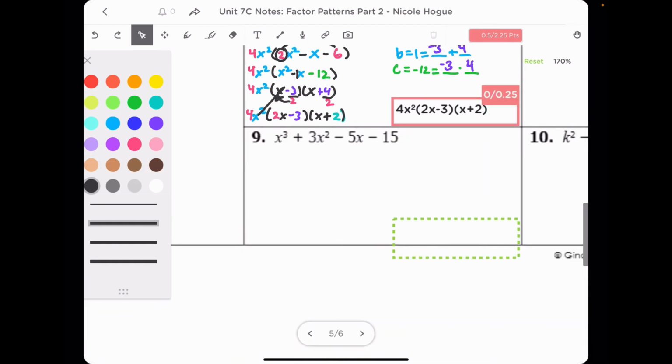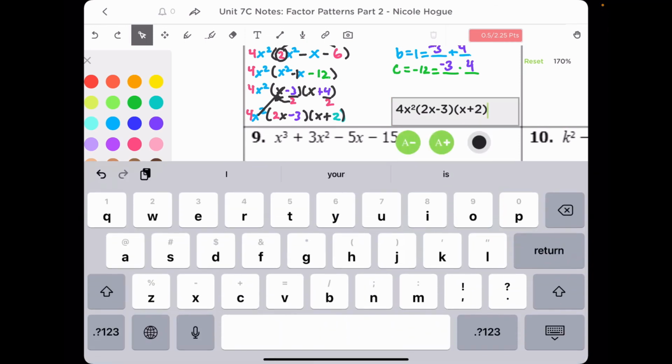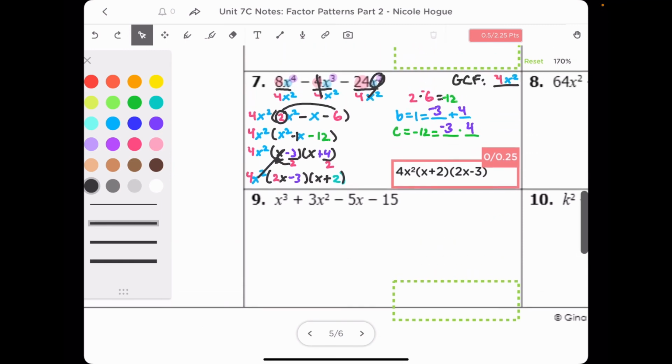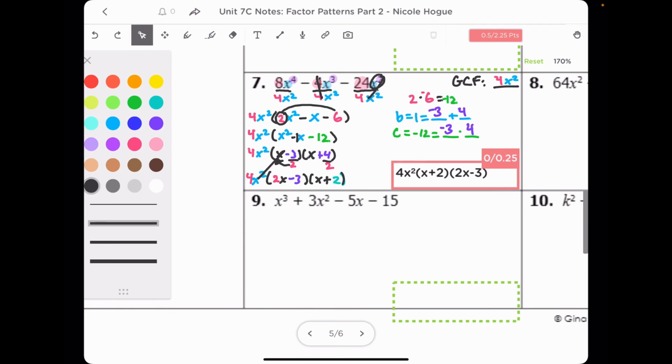And it's probably going to state that I'm wrong, which is fine. It's just because we have to switch those around. So just know that it's probably x plus 2 times 2x minus 3. So x plus 2 times 2x minus 3. What are you talking about? I'll have to go back and look at that, guys. Let me go look. It should be correct.